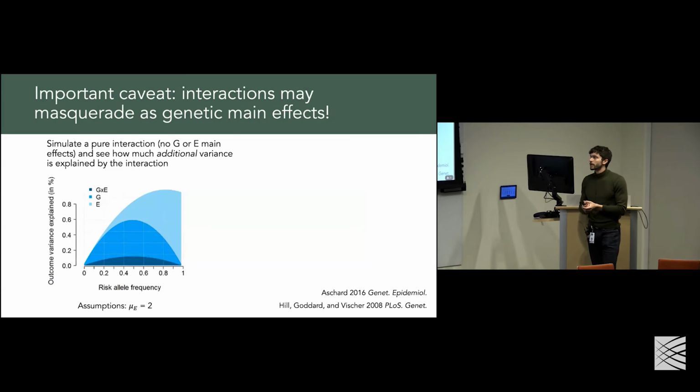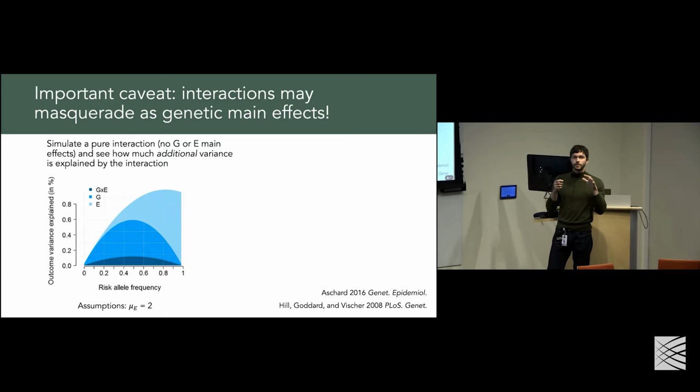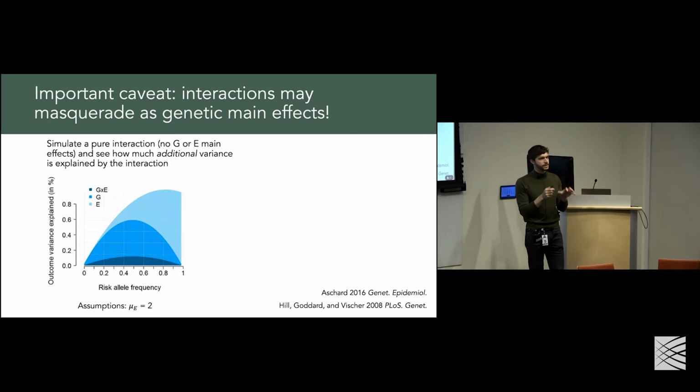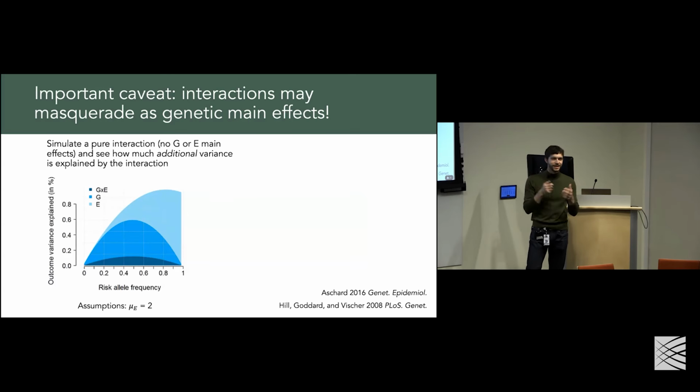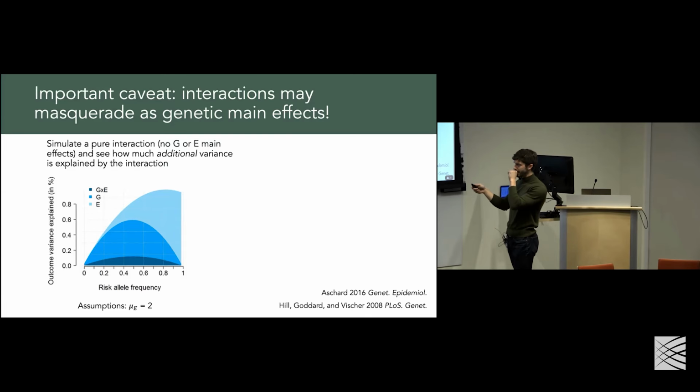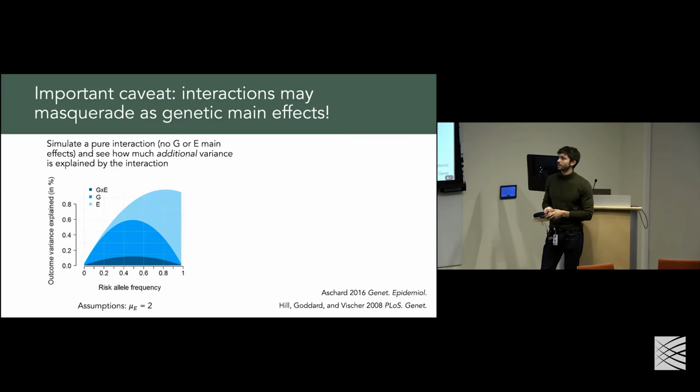So one important caveat for all of this, as we're thinking about the relative contribution of genetic main effects and interaction effects, is that I titled it here, interactions may masquerade as genetic effects. Another way to think about that is we've already found a lot of the interactions without knowing it by doing genetic main effect tests. So this is some simulations that were done from a 2016 paper. The idea was, again, this is purely simulation, so we know the right answer.